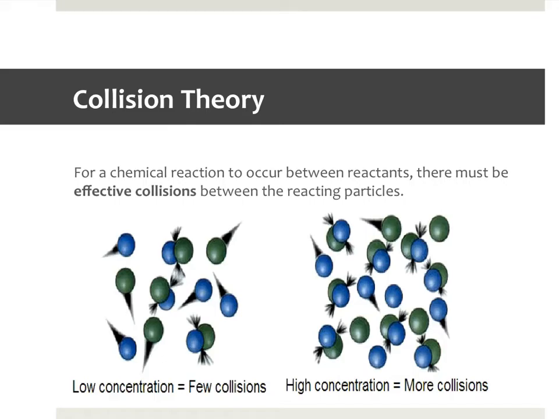Now, in order for reactions to occur, we need to have effective collisions. That's according to the collision theory. So when these reacting particles are jumbling up and they collide with each other, that's how the chemical reaction starts to get going. So we need to have a lot of collisions. A lot of collisions leads to a faster reaction rate. As you can see here, if you have a low concentration, very few particles, you get few collisions, whereas if you have a lot of particles, then you have more collisions.